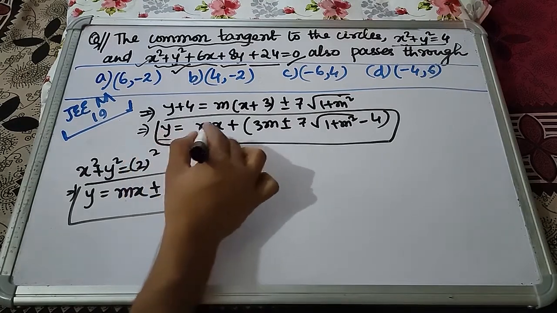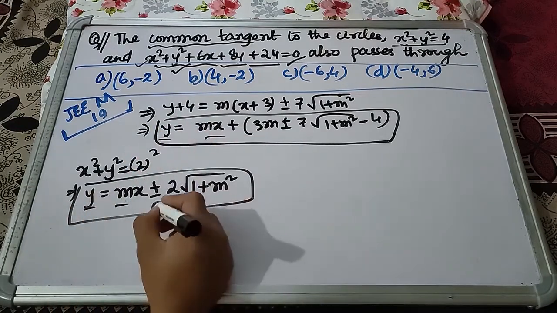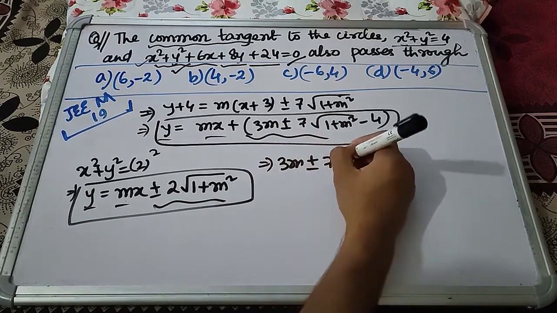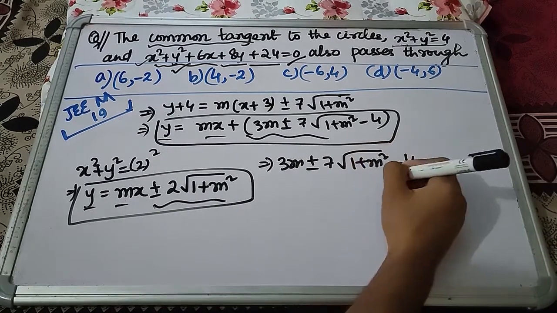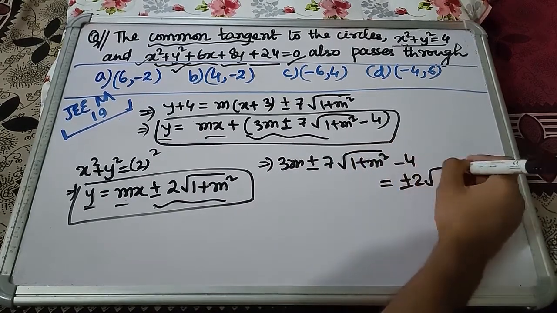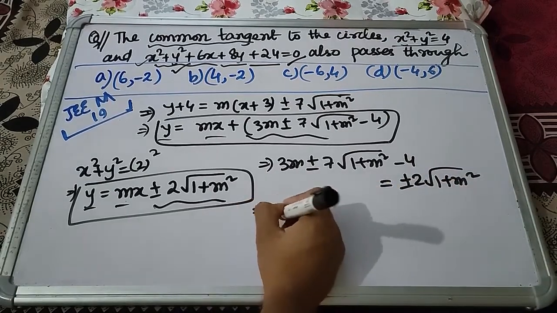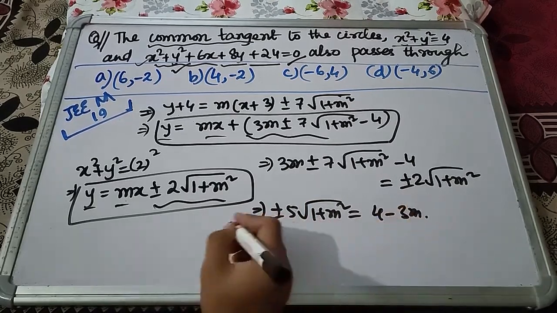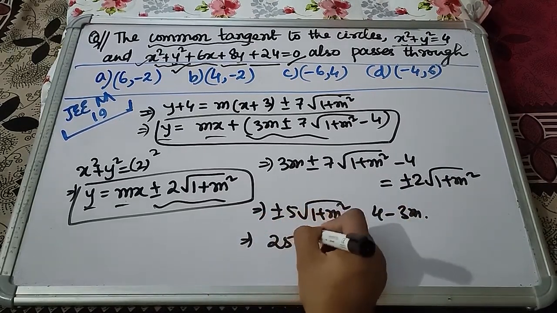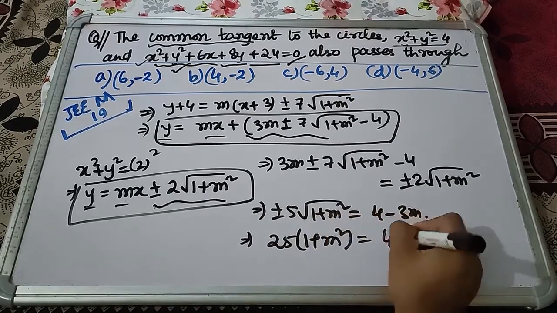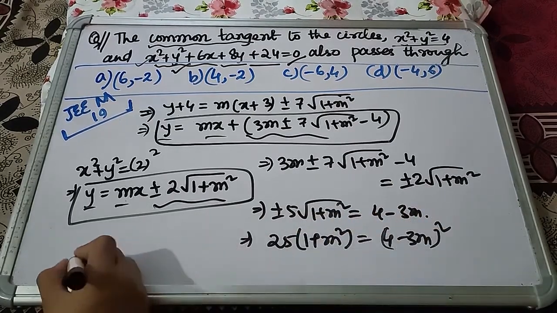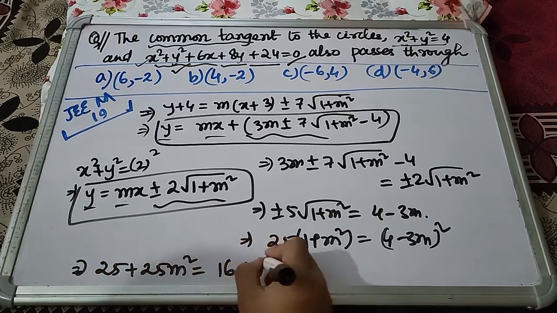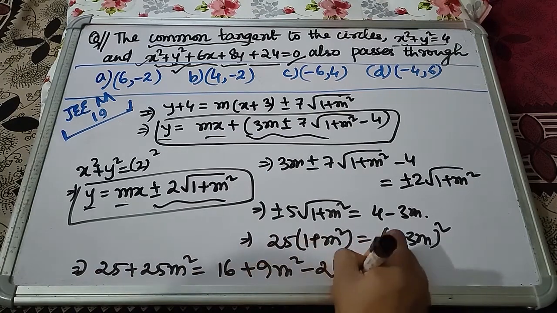So what we notice is that this part and this part are all the same, so the constant parts also need to be the same. This brings us to the conclusion that 3m plus minus 7 into root under 1 plus m square minus 4 equals plus minus 2 into root under 1 plus m square. So this becomes plus minus 5 into root under 1 plus m square equals 4 minus 3m. Now square both sides: 25 into 1 plus m square equals 4 minus 3m whole square. So this becomes 25 plus 25m square equals 16 plus 9m square minus 24m.